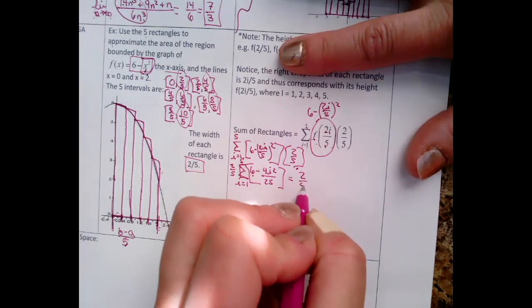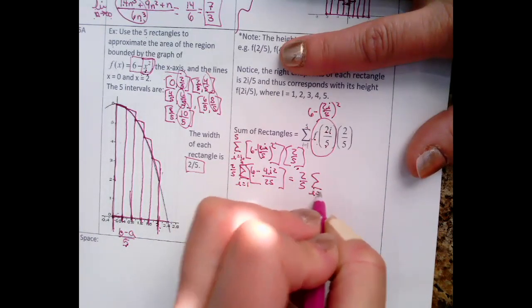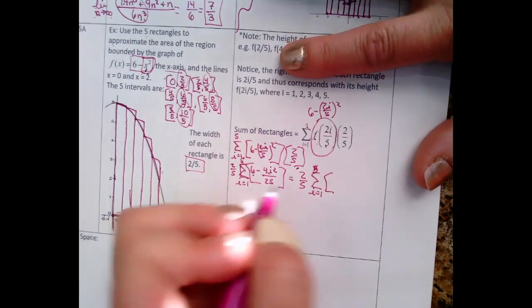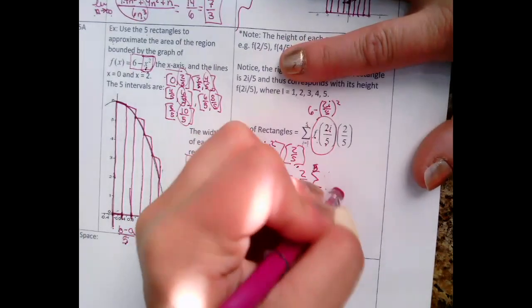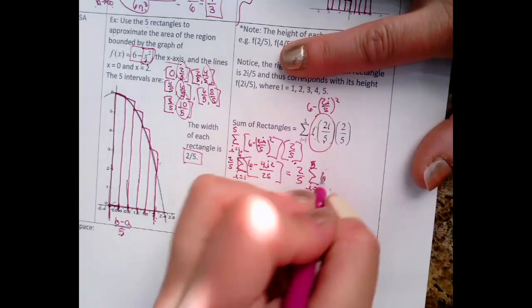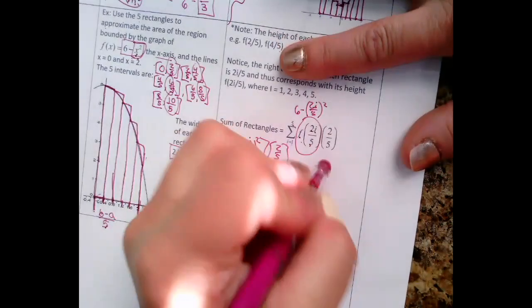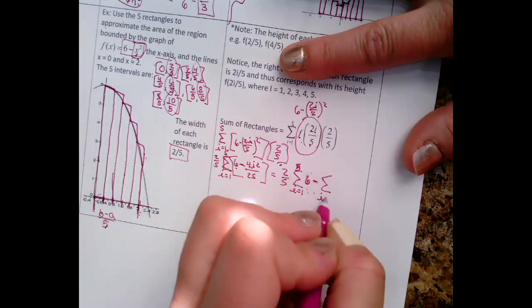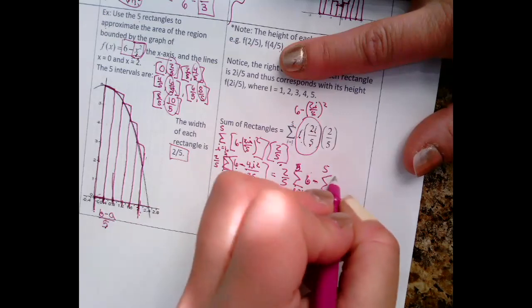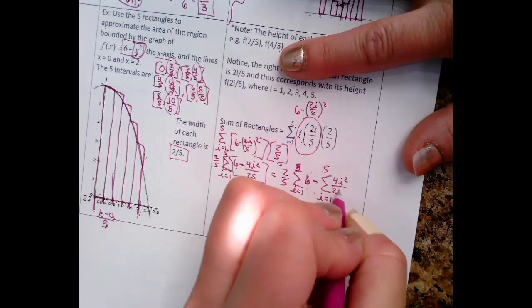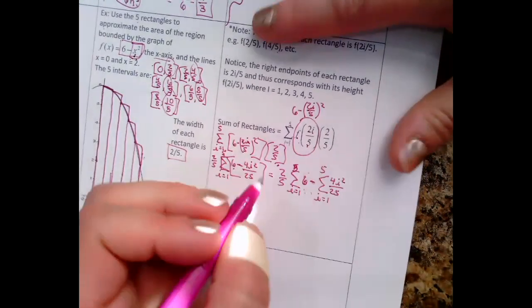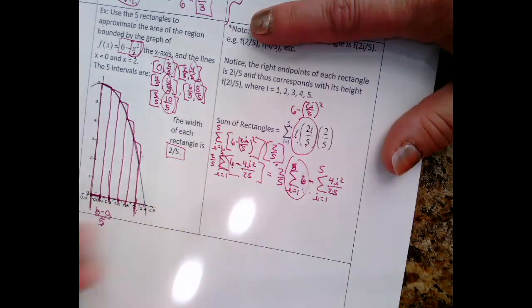Now that's going to be 2 over 5 times the sum from i equals 1 to 5 of 6, minus the sum from i equals 1 to 5 of 4i squared over 25. Let's rewrite this using my handy dandy summation formulas.